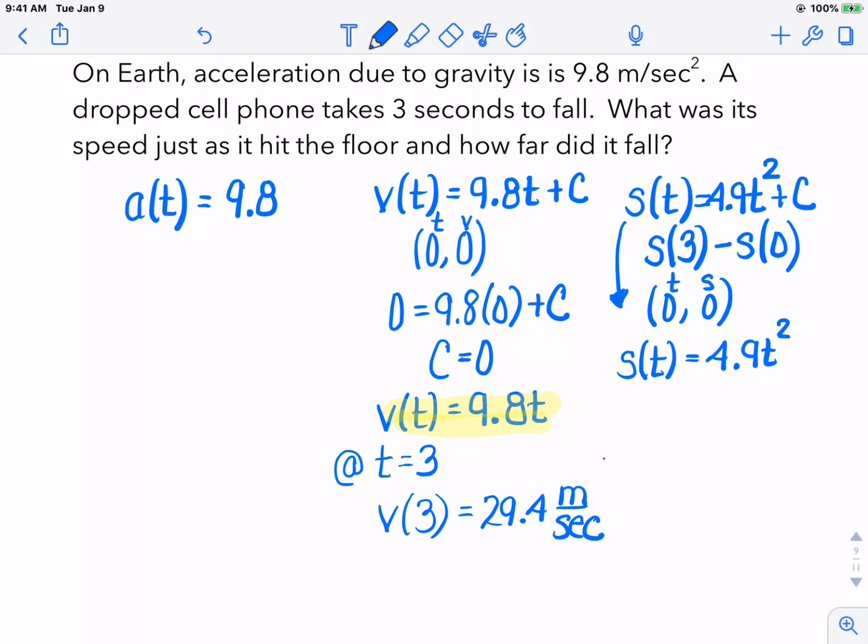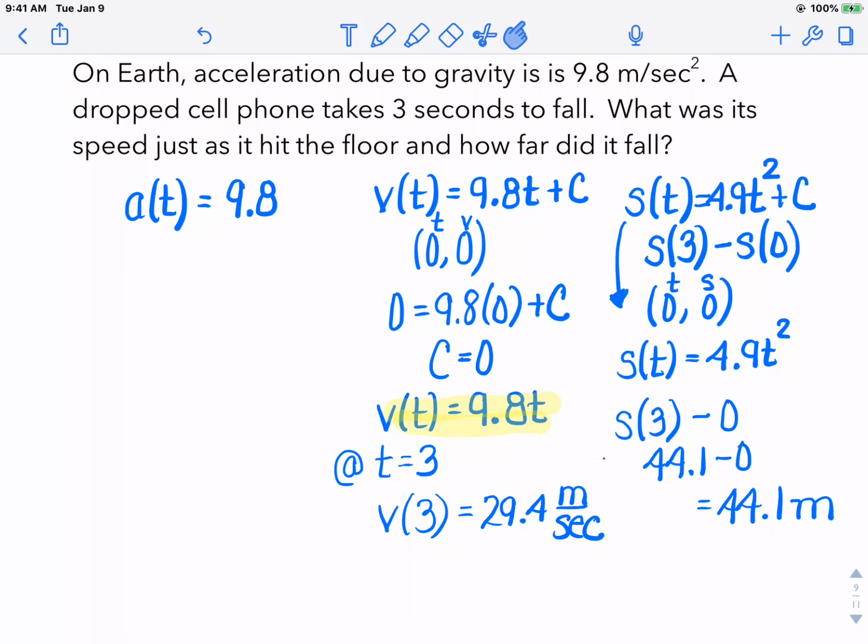Do not assume those are always 0. Make sure you have evidence to know that. So therefore, I can now find s of 3. I know s of 0 is 0. And therefore, if I go find the position at 3, it's 44.1, take away 0 meters from where it was when it started. So the total distance this cell phone fell is 44.1 meters.